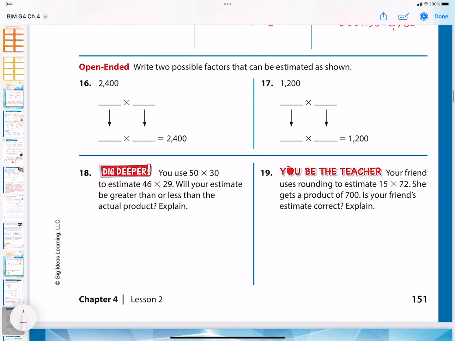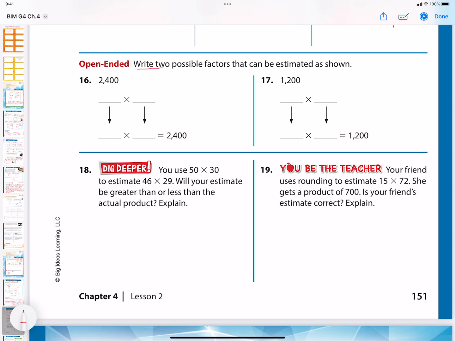All right. Now, write two possible factors that can be estimated as shown. All right. So write two possible factors. It can be very different, okay? So unknown number, I put x, okay, times y. It has to be 2400, which means 2400. So what will it be? Yes, it's going to be 6 times 4 is 24, right?